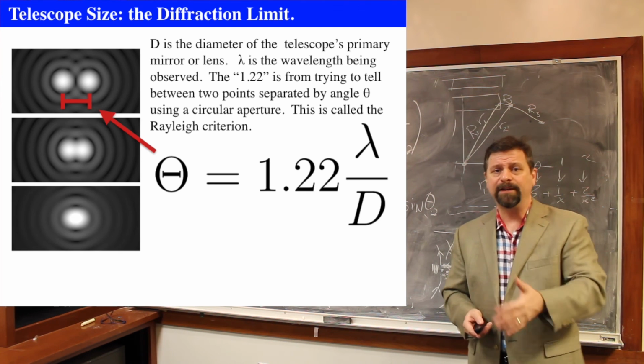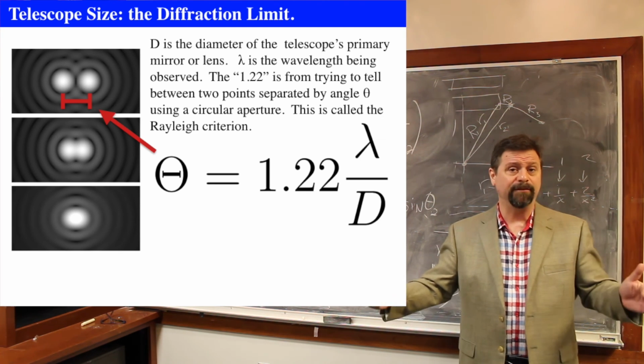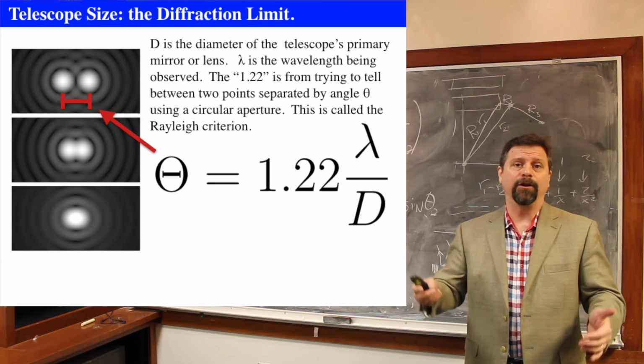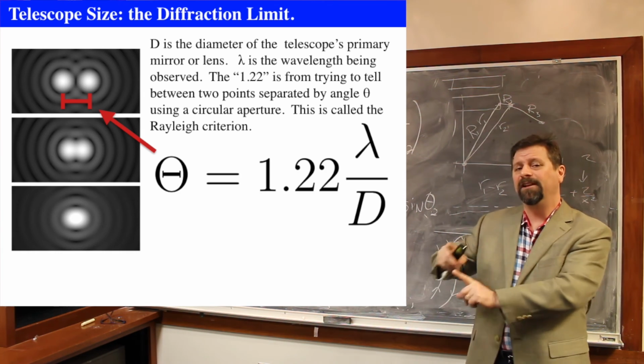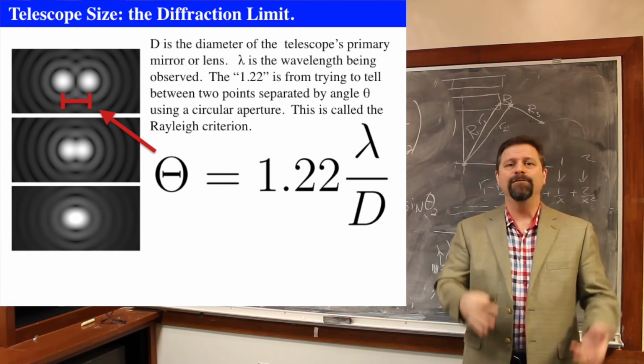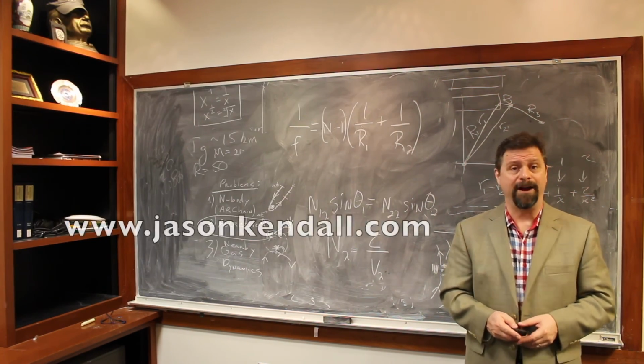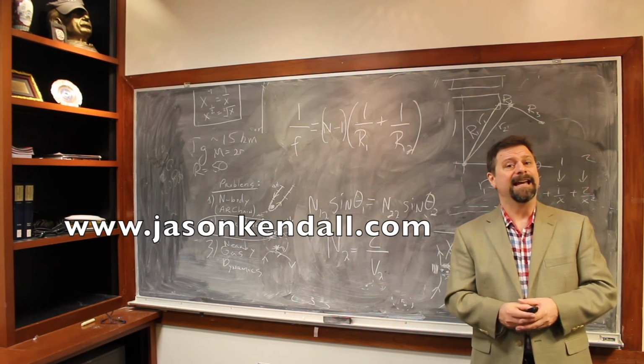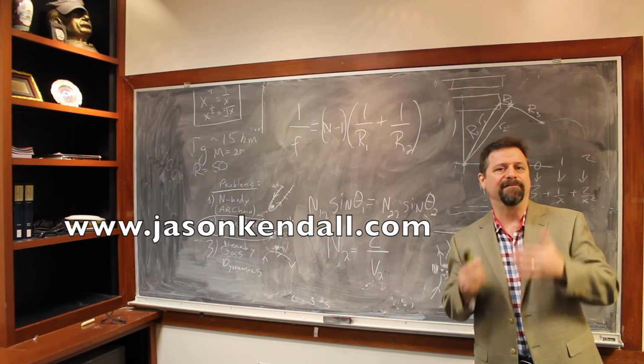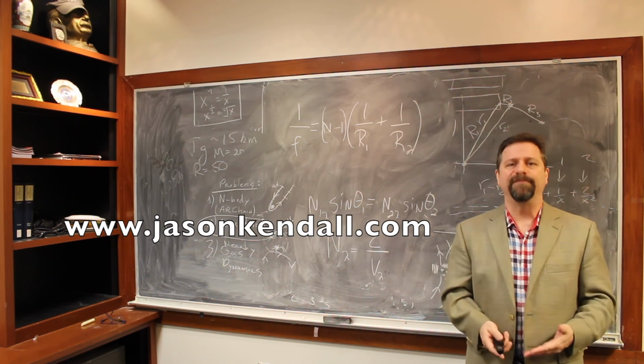The only way we can get better angular resolution is building bigger telescopes. If we build bigger telescopes, we better build them in space, because if we don't build them in space, we have to contend with the atmosphere on the ground. And that's called seeing, and that is not a diffraction limit, it is an atmospheric limit.